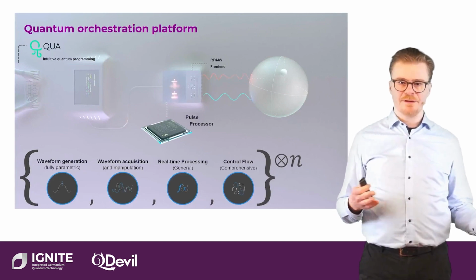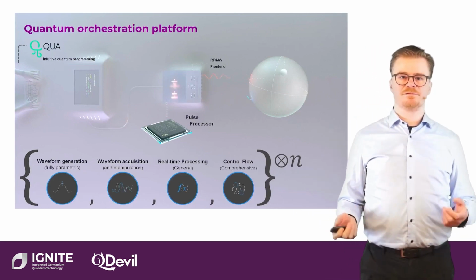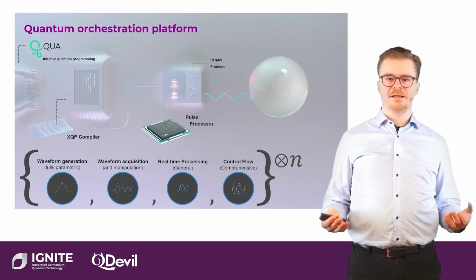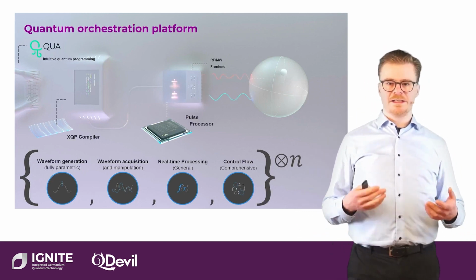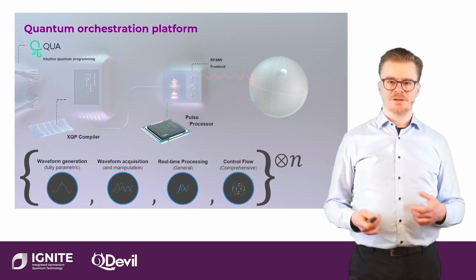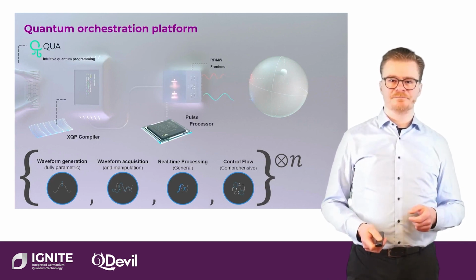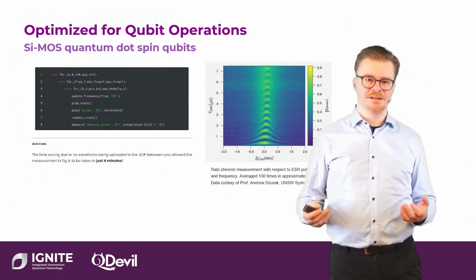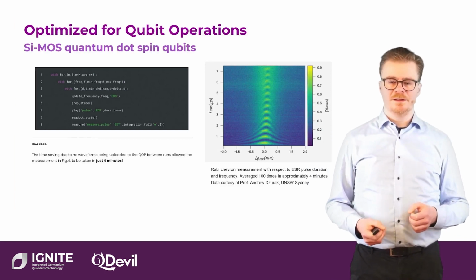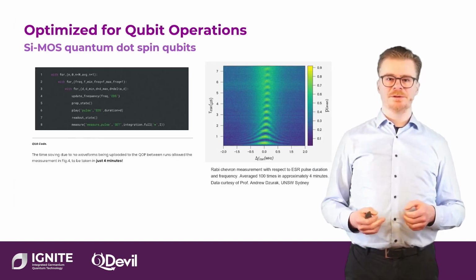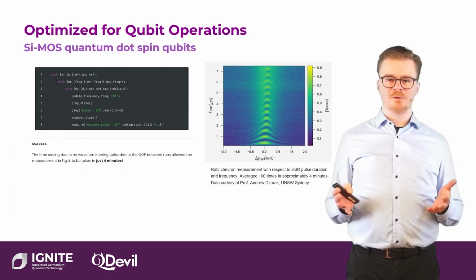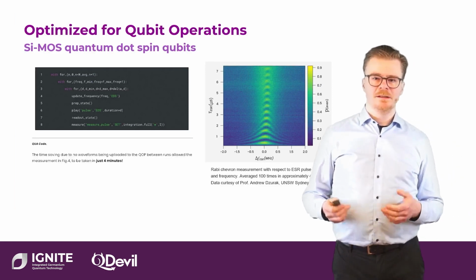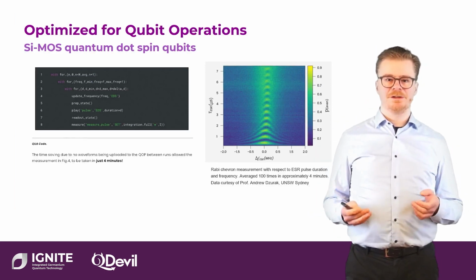The user sees something that's called QUA, an intuitive quantum programming language. Then we have a dedicated compiler that converts that to machine code, which is loaded into this pulse processor on the instrument. So what can it be used for? It has been optimized for qubit operations, and here we show an example of silicon MOS quantum dot spin qubits, where you see first of all a very simple code written in the QUA language, which sets up the instrument to perform a full rapid chevron measurement.